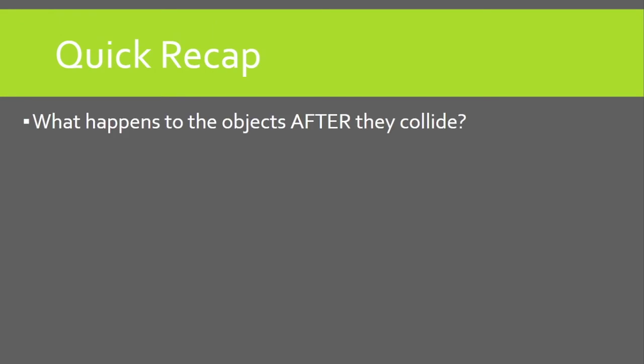Let's quickly recap what we just talked about, some important concepts. The first one is, what happens to the objects after they collide? Well, when objects are colliding, they're going to stick together. And if we ask what happens to objects after they explode, we're going to end up with more objects than what we started with. In most cases, we'll just have things explode into 2 objects, but we could have things explode into 3, 4, 5.